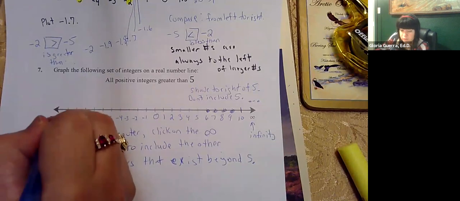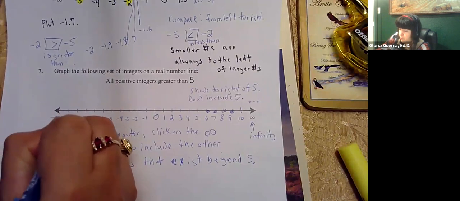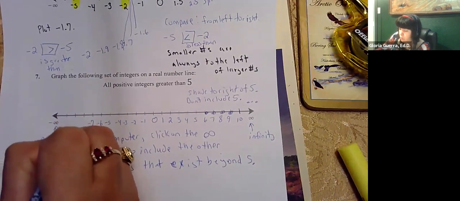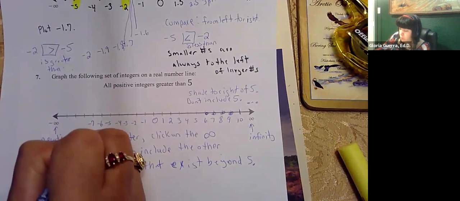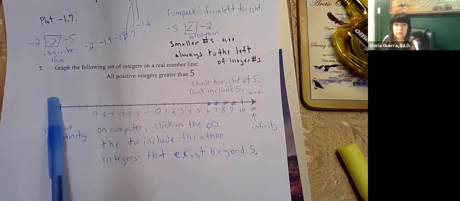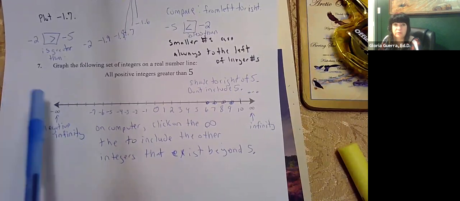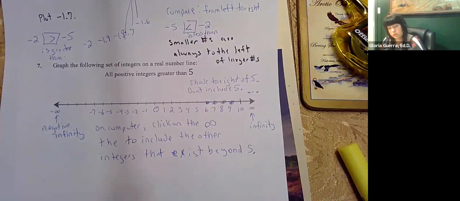This is also called negative infinity. But you don't want to click on that. If you click on that, then you're saying that you want to include numbers on the negative side, to the left of that, and you don't. You want the positives.